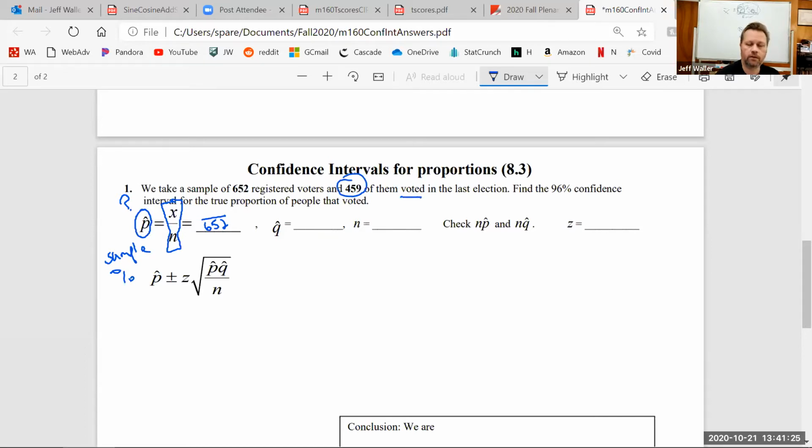And definitely voting. Do you want a really cheesy public service announcement? Voting is a success, kids, so be a success. All right, so 459 out of 652. And what do you get when you divide that? About 70%. Yeah, and here's where we have to be a little more specific. The only thing I let you take to just 2 decimal places is a z-score. This has to be at least 3 decimal places for p hat and q hat.